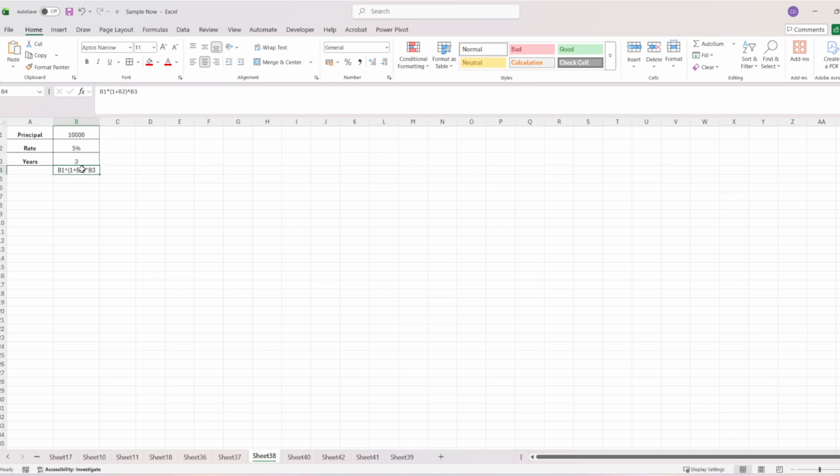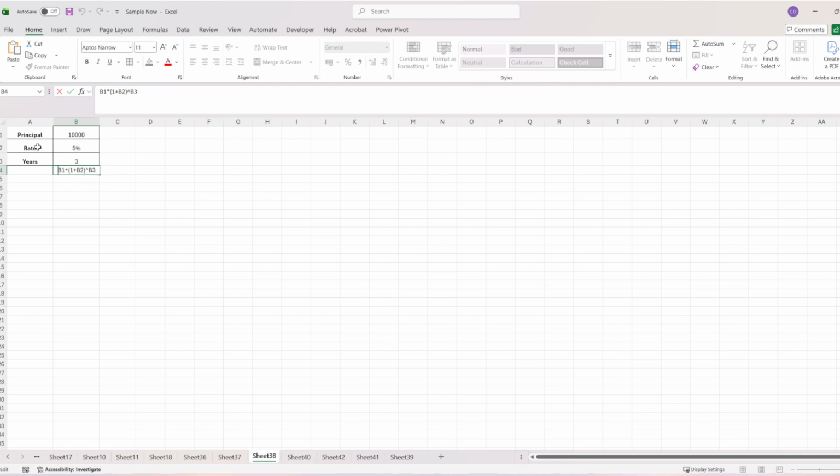Let's set up a quick example so you can see it in action. In column A, type labels to keep things clear. In A1, type principal. In A2, type rate. And in A3, type years. In column B, enter the values. In B1, type 10,000. In B2, type 5% for the interest rate. And in B3, type 3 for 3 years.